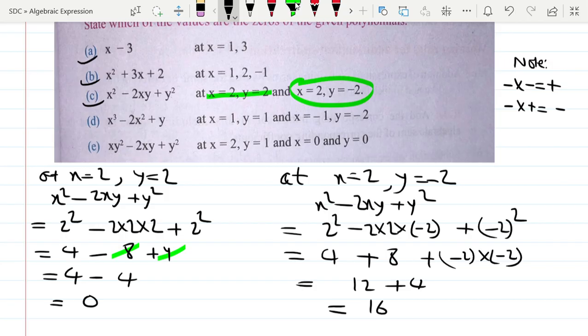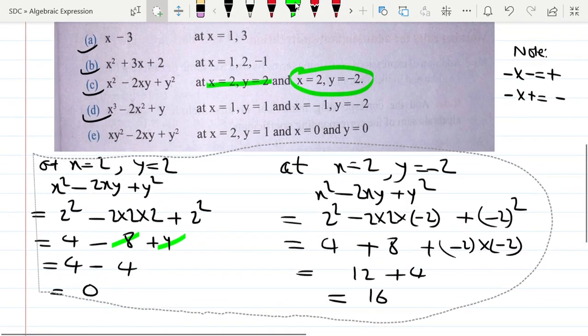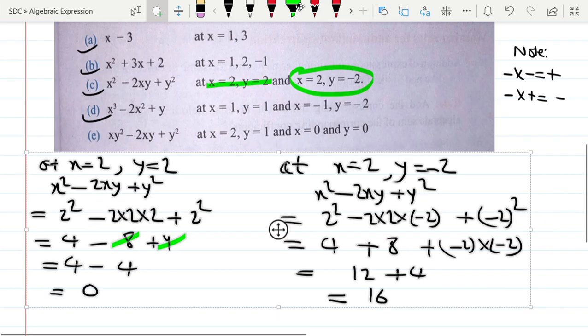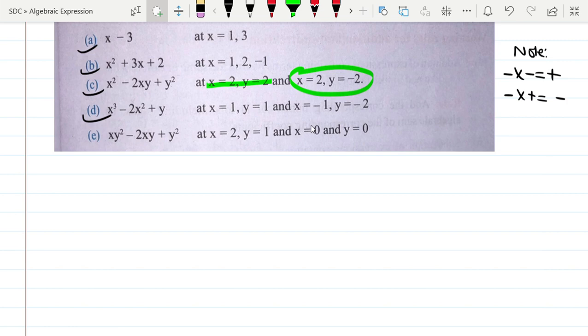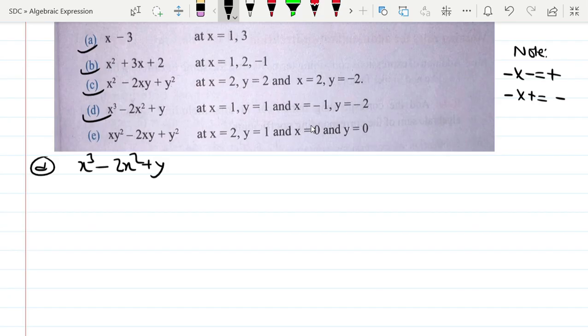And now we go with number D. Okay, I'm going with D. So in number D we are given the expression x cubed minus 2x squared plus y, and at values of x equal to 1 and y equal to 1 we have to find the value of this expression. So I go for x equal to 1 and y equal to 1. Here we replace x with 1, and y we replace with again 1.